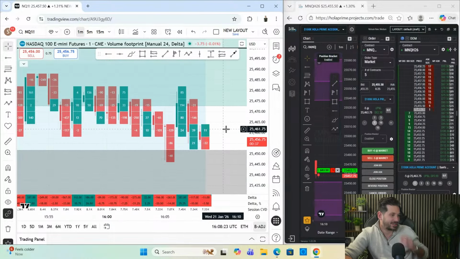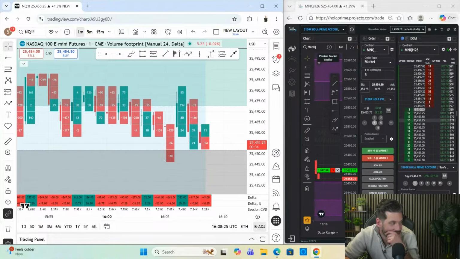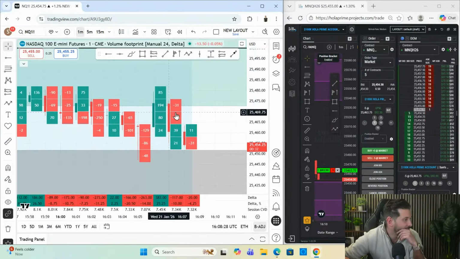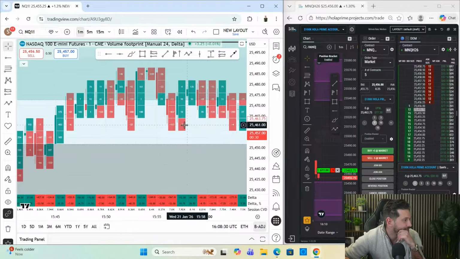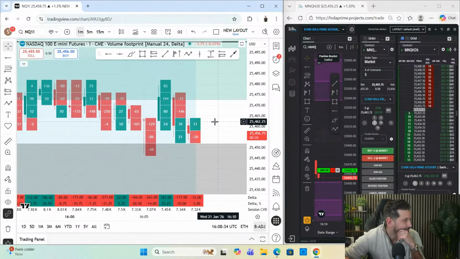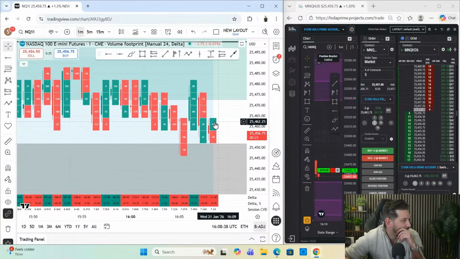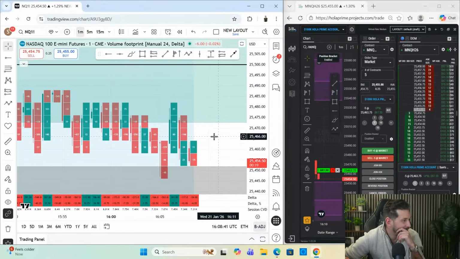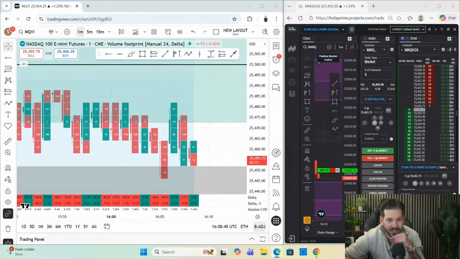But this can't be the move. There's no freaking volume. How can this be the move? There was nothing there. Come on, NQ, just push up a little bit more. I despise NQ right now.